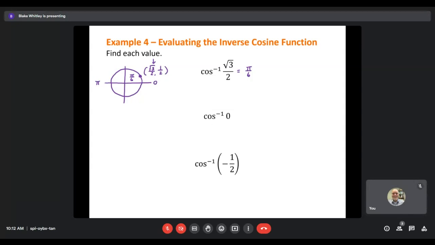Now the next one, we've got inverse cosine of 0. Again, we need something between 0 and pi. We're looking at cosine, so we're looking at the x value. We need to think about where the x value would be 0. That's going to be right up here, this point 0, 1. There's our x value of 0. And remember, this is at pi over 2. So inverse cosine of 0 should be pi over 2.